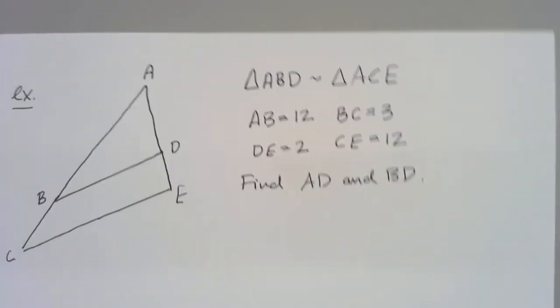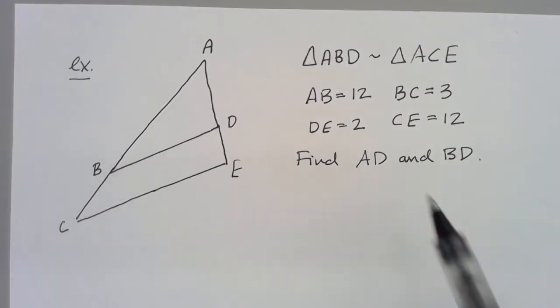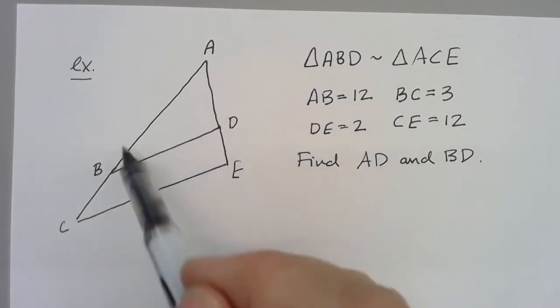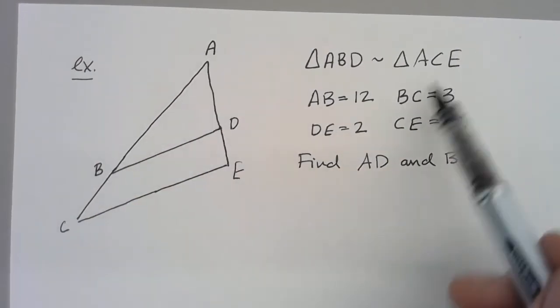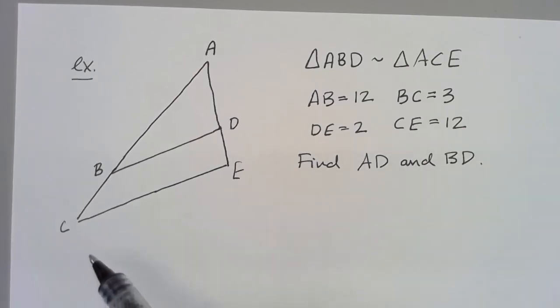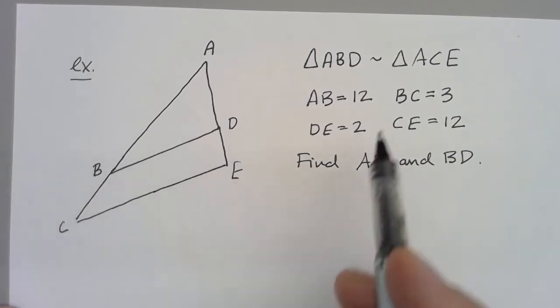Here's a slightly more complicated example where I've put one triangle inside the other. So I'm telling you the similarity. ABD is similar to ACE. Then I give you all these different lengths and ask you to find some other lengths. So the first thing I'm always going to do is take these lengths and put them in the picture so I can see what's going on.